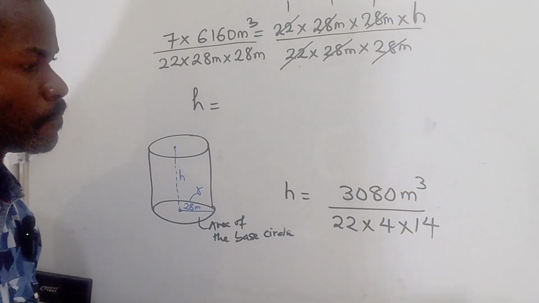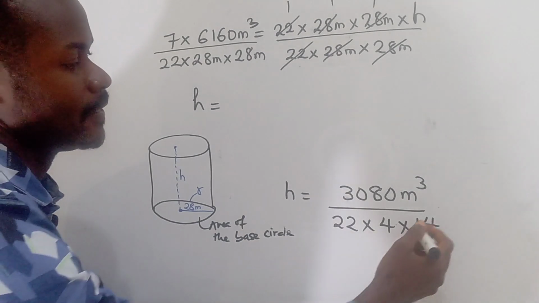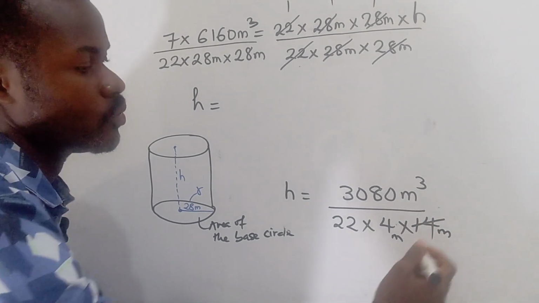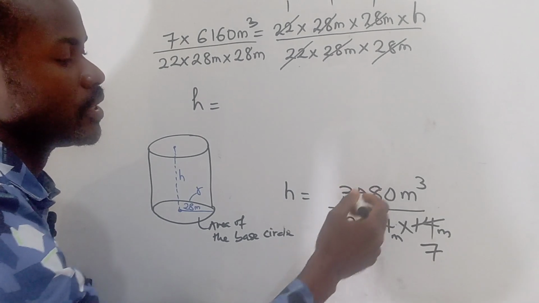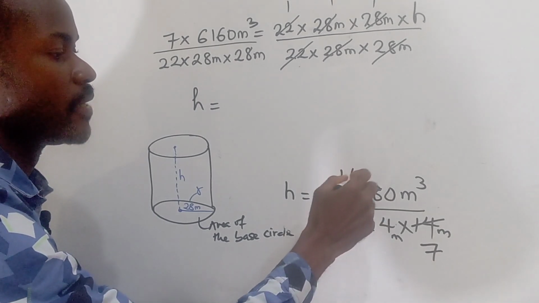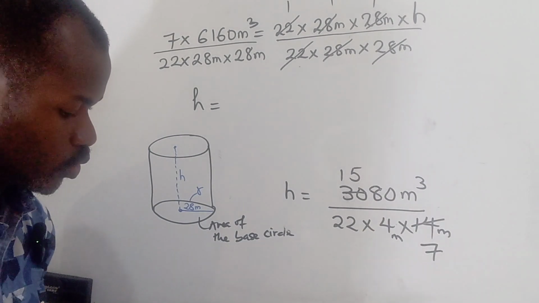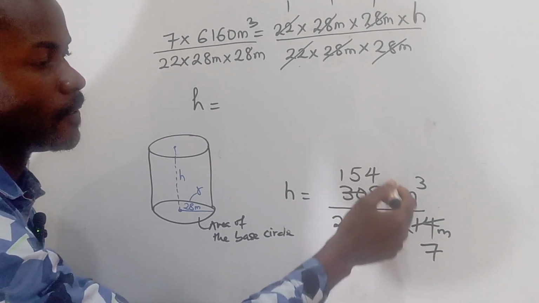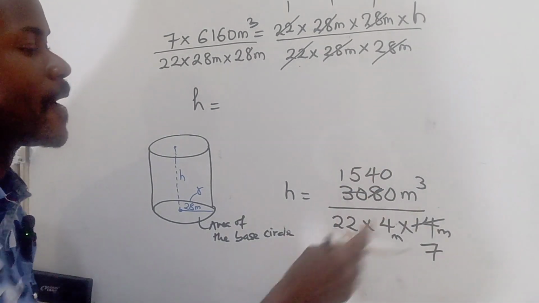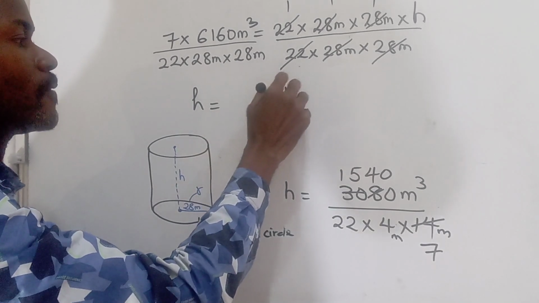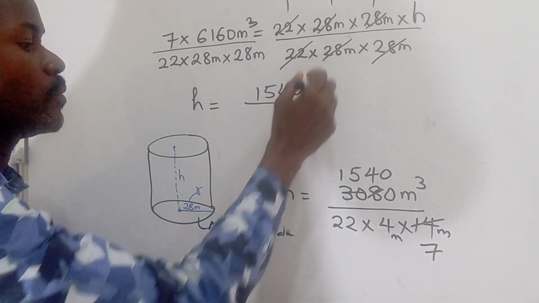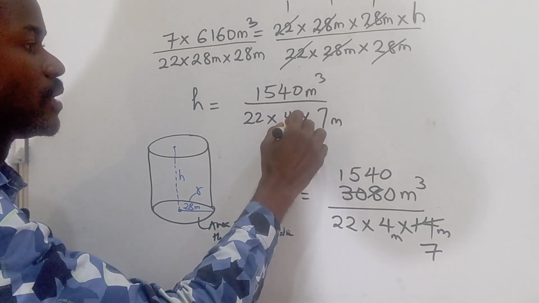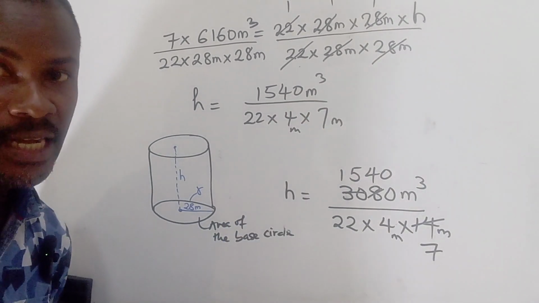Alright, so what can divide this all this again? I'm still saying that 2 can go into this, which is 7. Now 2 into this is 1, okay, 5, which is 15 because 2 into 30 is 15. 2 into 8 here is 4. 2 into 0 is 0. Okay. So we now have this as 1540 meter cube. It's divided by 22 times 4 times 7 meter.